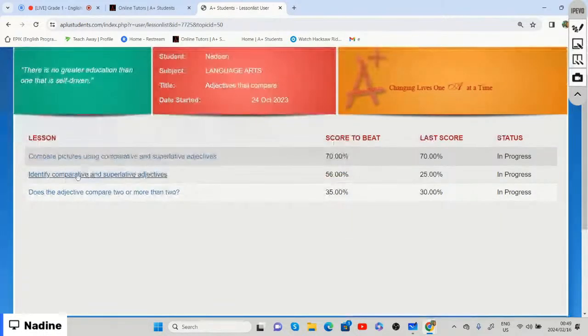And if we go to the first one, which is compare pictures using comparative and superlative.